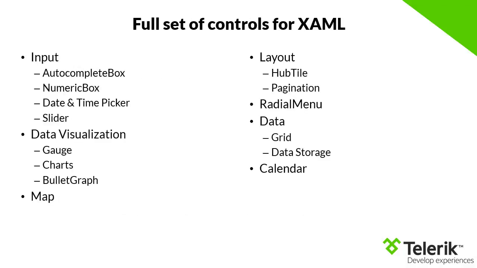So what do we have in the XAML controls? Well, we have lots of input, autocomplete box, numeric box, date and time picker, slider, data visualization controls, gauges, all kinds of charts, and a bullet graph. We have a new map control. I'm going to show you that today. For layout, we have the hub tile as well as pagination controls. We have a radial menu. We have data display options such as the grid plus the data storage, and we have a calendar control.